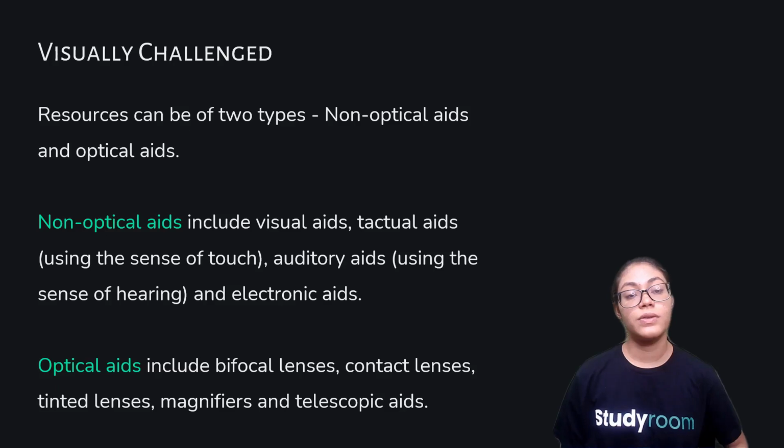Now, for visually challenged people, there can be resources of two types: non-optical aids and optical aids. Non-optical aids include visual aids, tactile aids, that is, using the sense of touch, auditory aids, using the sense of hearing, and electronic aids. Optical aids include bifocal lens, contact lens, tinted lens, magnifiers, and telescope aids.